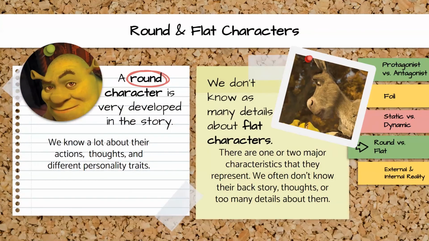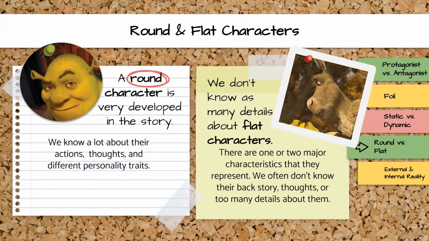Next up are round and flat characters. A round character is very well developed in the story. We know a lot about their actions, thoughts, and different personality traits, whereas flat characters, we don't know as many details about them. There are 1 or 2 major characteristics that they represent, but we don't often know their backstory, their thoughts, or that many details about them.